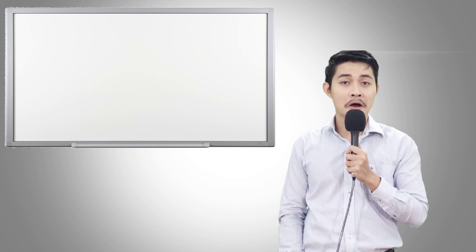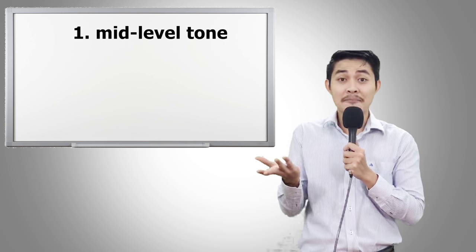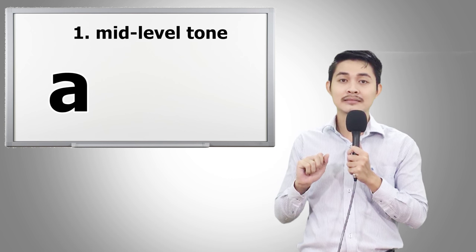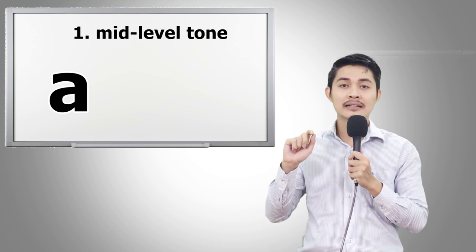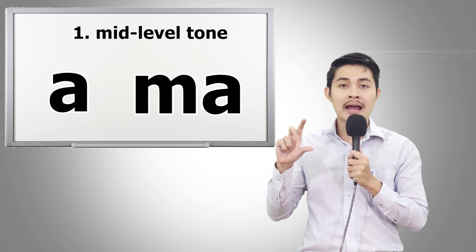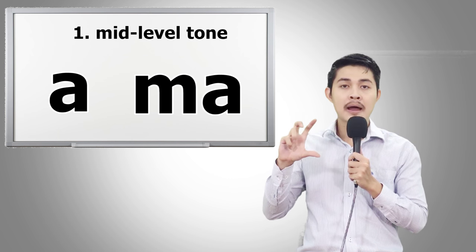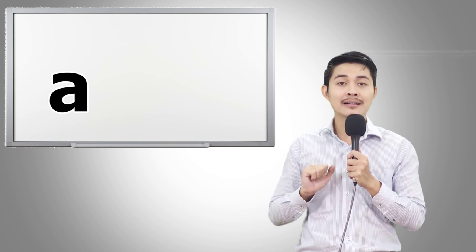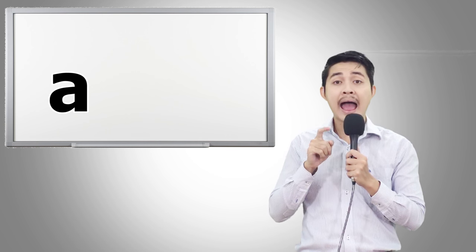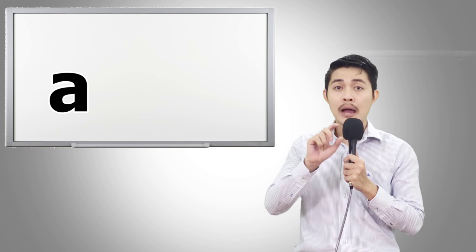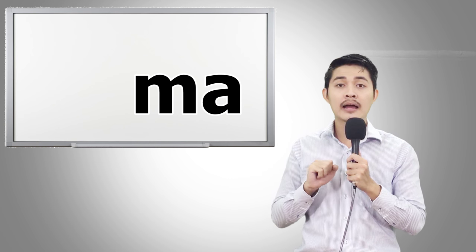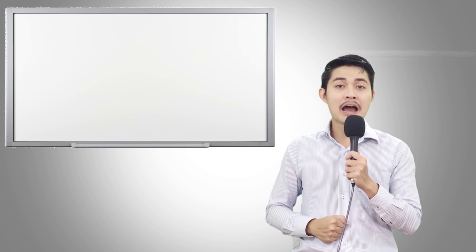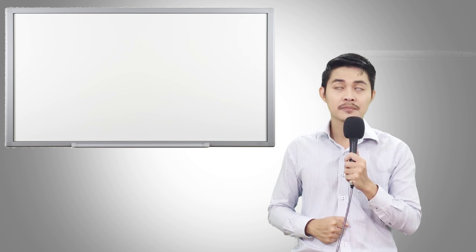The first tone is called the mid-tone. That means has no tones. For example, ma. Okay, repeat after me. Ma. Good. Now let's practice in sentence.